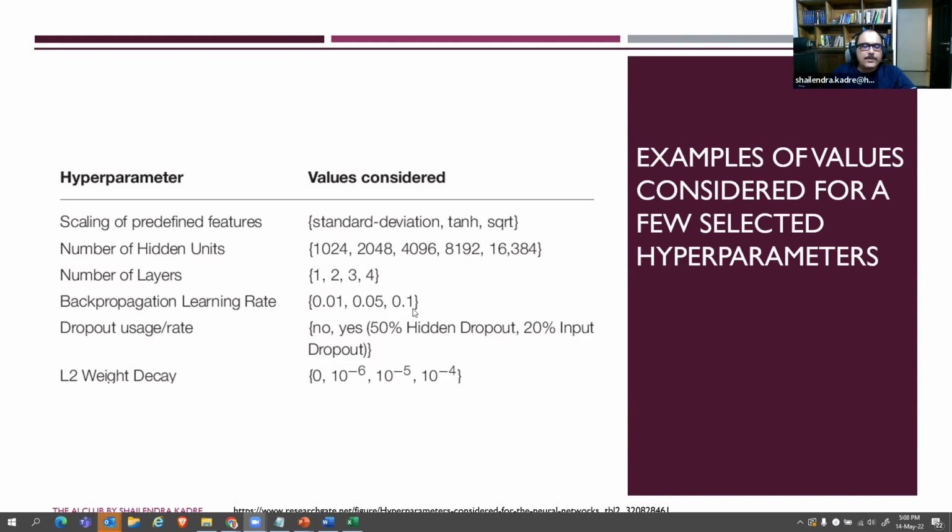0.05, 0.1 also people take it. And then dropout rate, people generally start with 0.2 and go up to 0.5 or 0.6. Then weight decay, L2 weight decay.